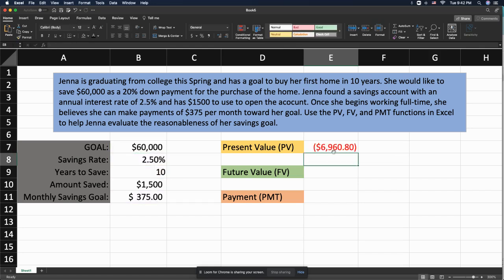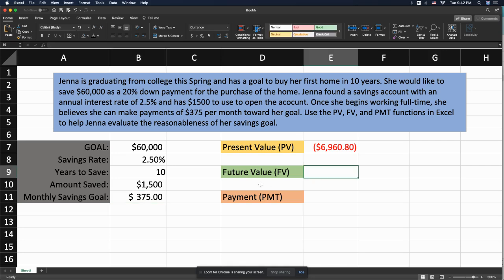And what this tells us is that if she wants to save $60,000 in 10 years, by making $375 payments each month, she'll need a present value. She'll need money right now that's up to almost $7,000. Notice this value is red, which denotes a negative, and negative means it's money coming out of her wallet. So right now, she doesn't have enough to complete that goal. She would need to increase her present value or the payments that she makes each month.